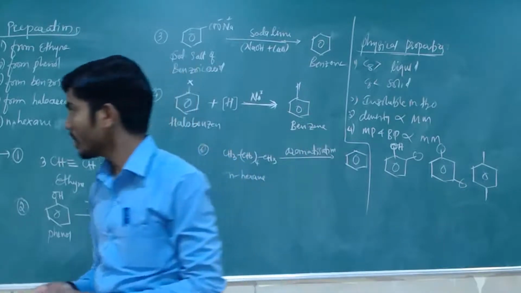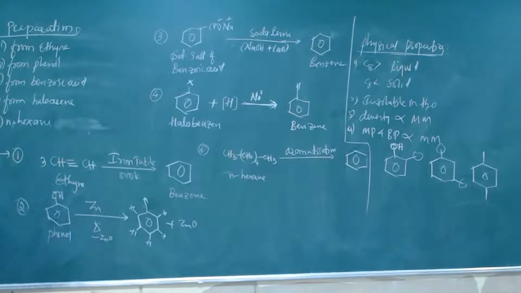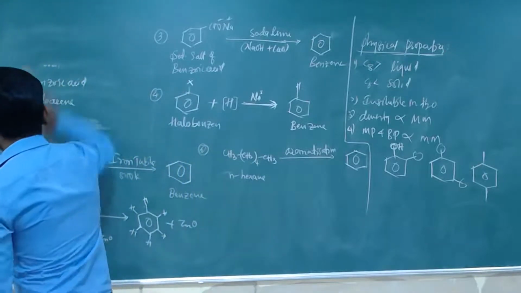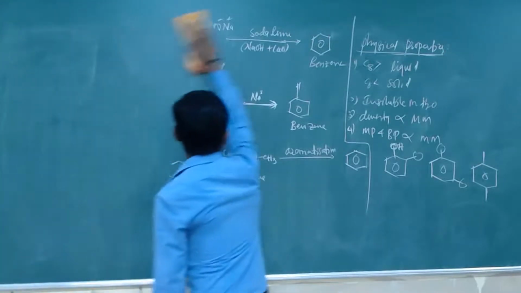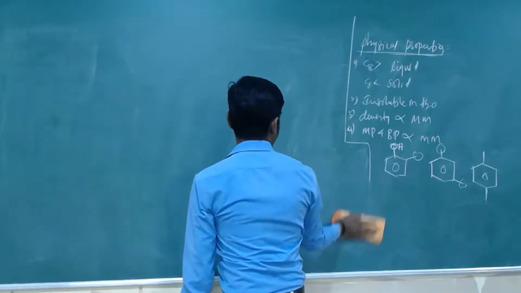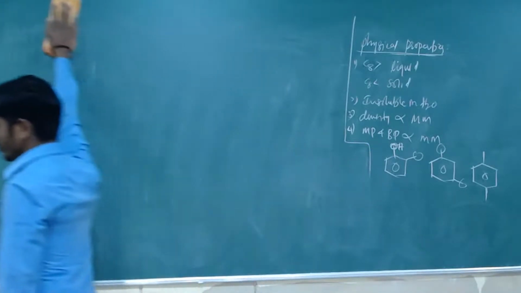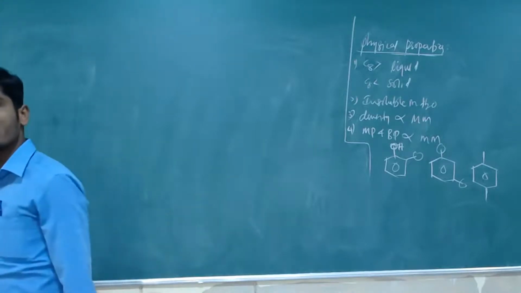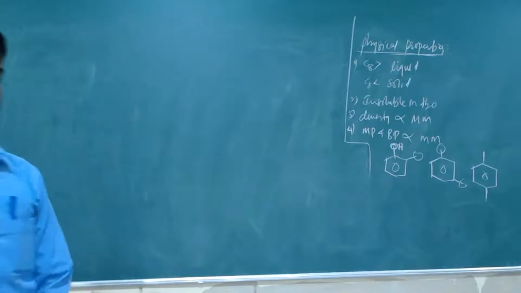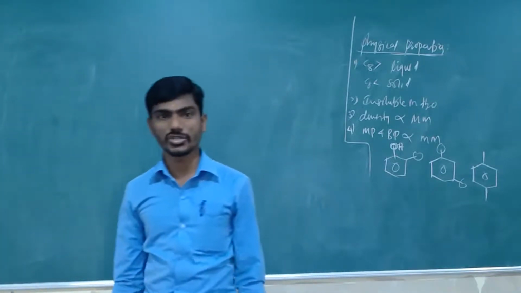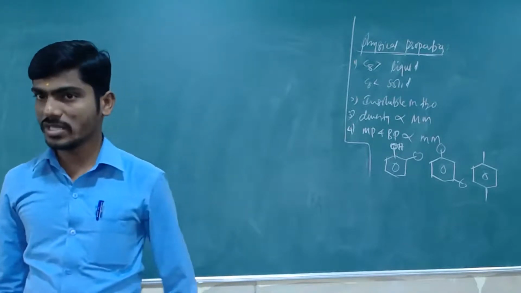The next important properties are the chemical properties of benzene. First one is substitution reaction, electrophilic substitution reaction. Five reactions: halogenation, nitration, sulfonation, Friedel-Crafts alkylation, and acylation. The mechanisms are given.